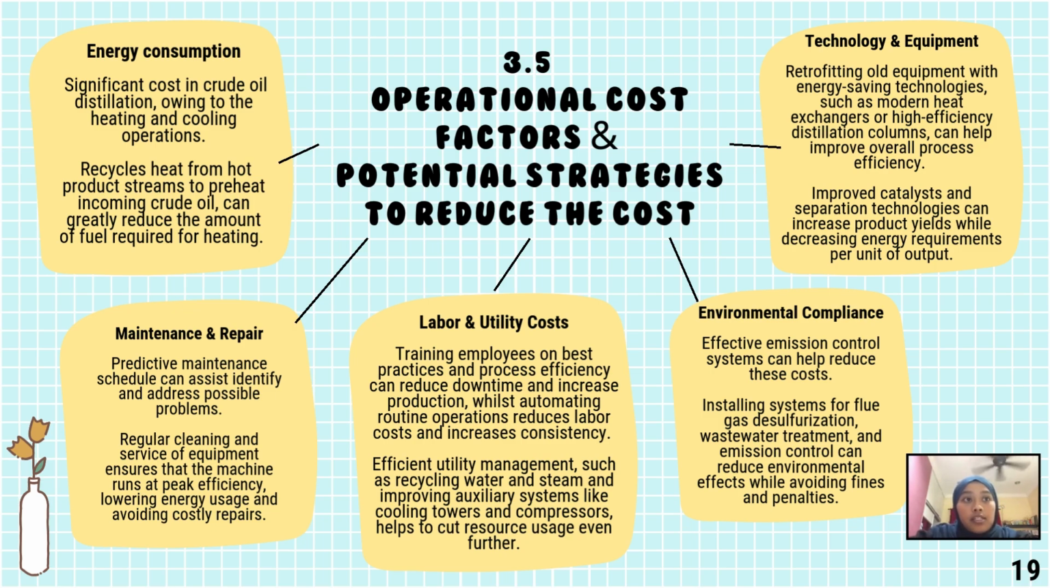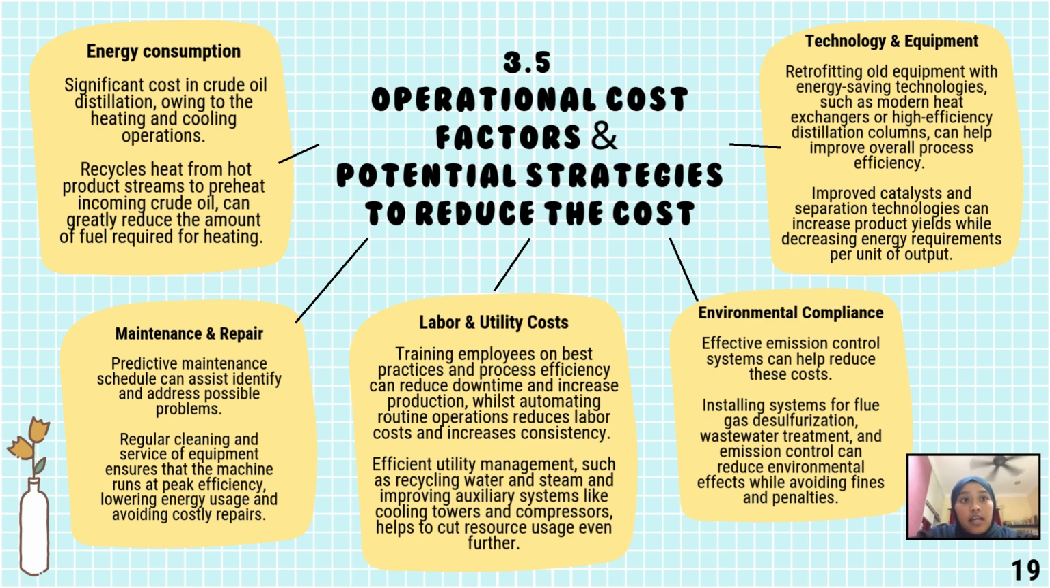The next one is the maintenance and repair. A predictive maintenance schedule can assist identify and address possible problems. So by regular cleaning and service of equipment, ensure that the machine runs at peak efficiency, lowering energy usage and also avoiding costly repairs. So for the next one is labor and utility costs.